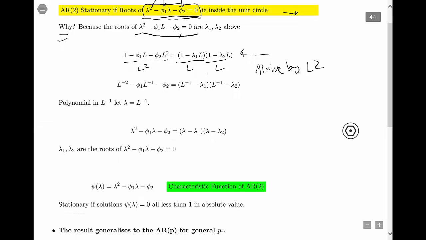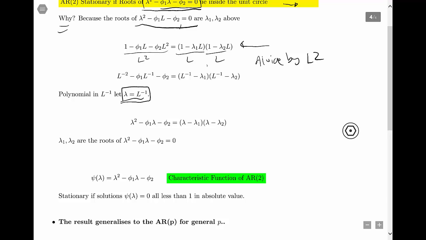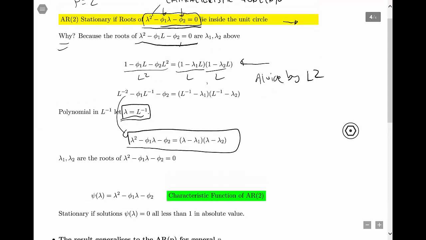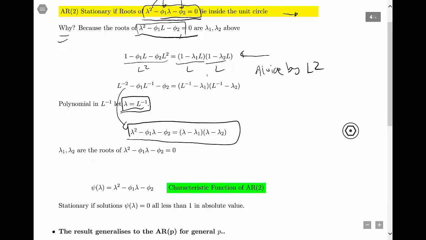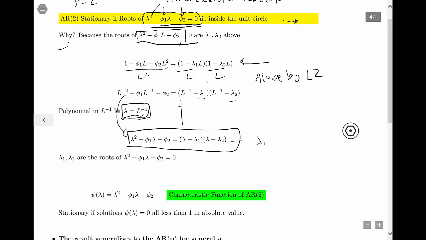Okay, and again, what's this? This is just a polynomial in L to the minus 1. So just define L to the minus 1 as lambda, because this behaves like a polynomial in L. Re-expressing this, we've just got the characteristic equation here. Remember the characteristic equation from above. So these two things are equal, defining lambda equals L to the minus 1, and these are exactly the roots from before. So again, lambda 1 and lambda 2 set this characteristic equation equal to naught, and these are the exact same roots which gave us the factorization in the quadratic above.